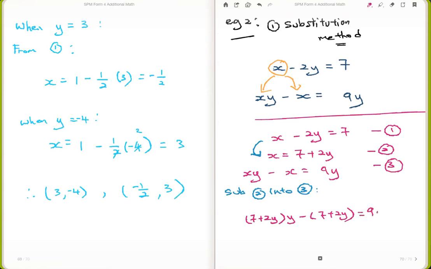Equals 9y. Unlike in form 3 or your lower forms, where you don't need brackets, now brackets become important. So what you do is you times it in. Maybe it's still hard now, maybe you're not used to it yet. If you're from form 4, you times in the sign in the front. Eventually, rearrange them, and it will become 2y squared minus 4y plus 7 equals 0.